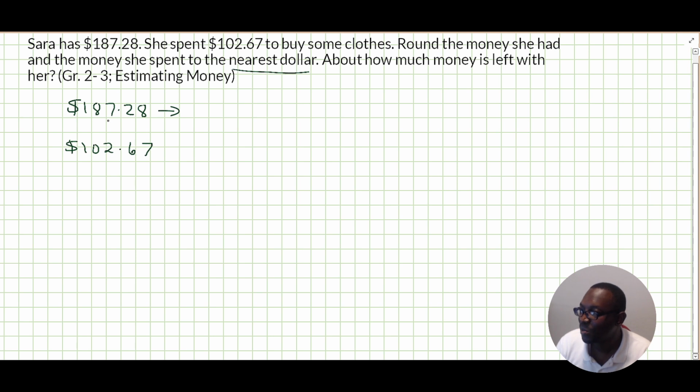We're after this number right here because this is the ones position. So what we're going to do is look to the right. You can see that that number is less than 5, so we're going to end up with $187. Now we look here as well for $102.67. We look to the right and we can see that that number is more than 5. So that means that we're going to increase the number in the ones place by 1. So that's going to give us $103.